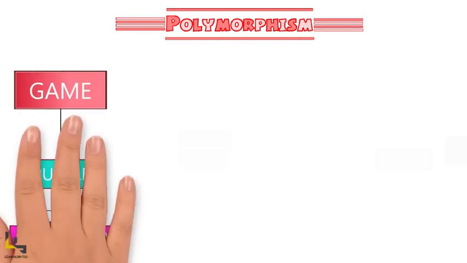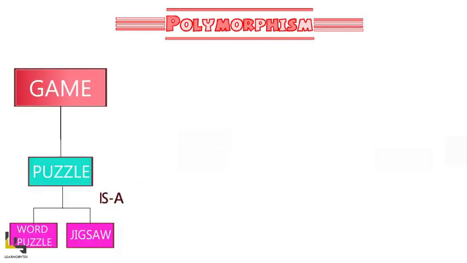In this video, we will talk about another concept known as polymorphism. In the inheritance video, we created a game class extended by puzzle, which is again extended by word puzzle and jigsaw. Word puzzle and jigsaw are types of games.